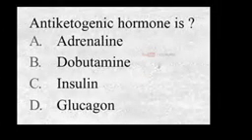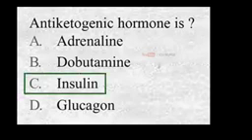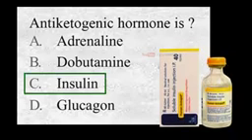Anti-ketogenic hormone is A. Adrenaline, B. Dobutamine, C. Insulin, D. Glucagon. And the correct answer is C. Insulin. Anti-ketogenic hormones are those hormones which inhibit the formation of ketone bodies in the human body. Insulin prevents the formation of ketone bodies.